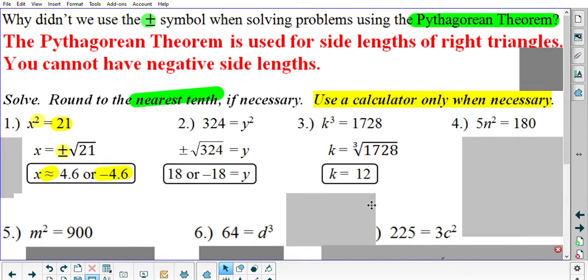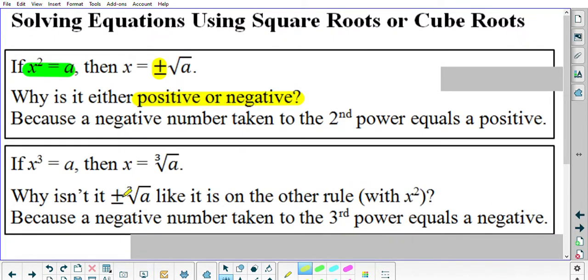Now why am I not doing the positive or negative symbol on problem number 3? Because if I thought that negative 12 would work, then that would mean that negative 12 to the third power would equal a positive, and it doesn't. Because a negative times another negative actually gives you a negative answer, not a positive answer. And that's why we do not use the positive or negative symbol for cube root answers when there's x to a third power, because it would not equal the positive number in the original equation.